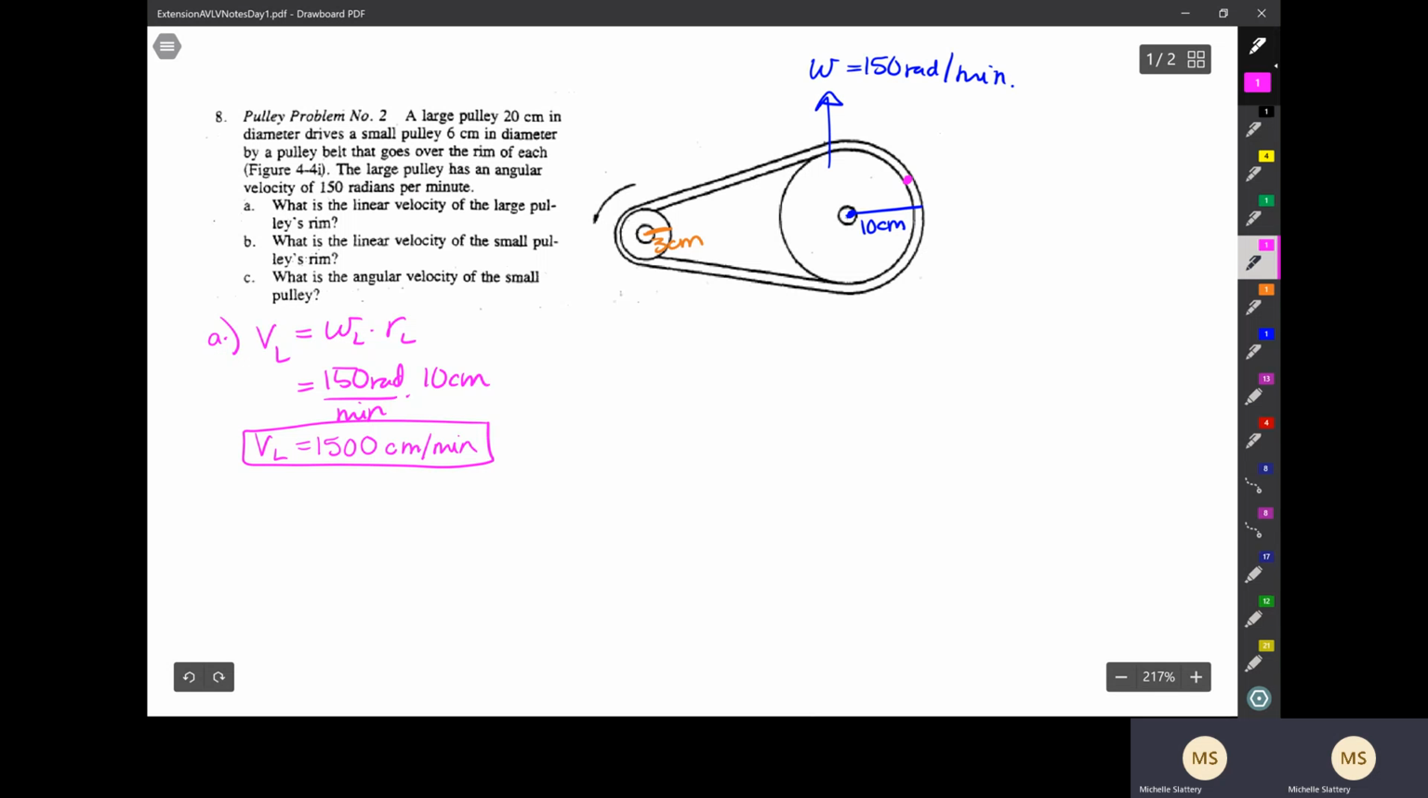I'm just going to go ahead and put that on my diagram. So V of the large is 1,500 centimeters per minute. I like to label those so that if I need to use them later, I know exactly where to find them, and it's really easy to find them.